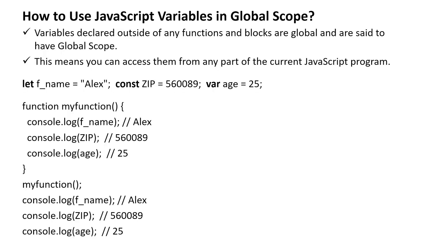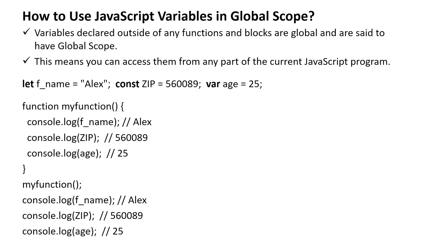How to use a JavaScript variable in global scope? Variables declared outside of any functions and blocks are global and are said to have global scope. This means you can access them from any part of the current JavaScript program. Let fname alex, const zip 560089, var age 25, function my function. console.log fname returns alex, console.log zip returns 560089, console.log age returns 25 as an output.